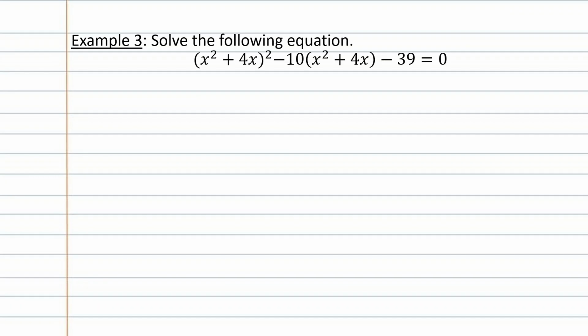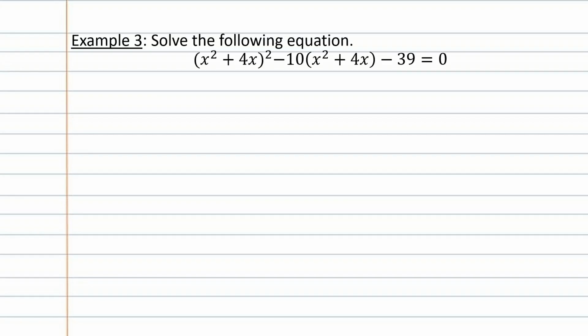Now let's look at this one. How about x squared plus 4x all squared minus 10 times x squared plus 4x minus 39 equals 0. Hopefully at this point, the u substitution just starts to jump out at you. So here I'm going to let u equal x squared plus 4x. Okay, easy enough. That makes that be u squared minus 10u minus 39 equals 0.